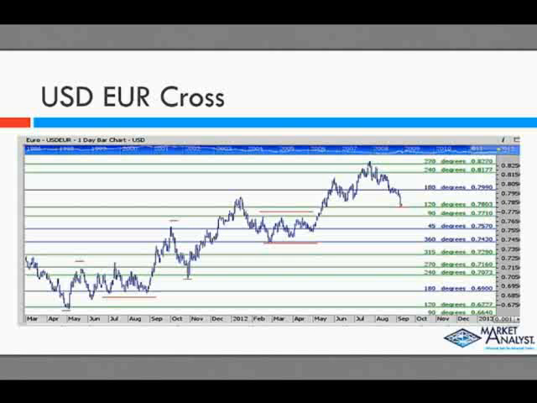I'll just let you examine that chart a little bit more before I change, because there are a lot of turning points on there, and it really does highlight the power of this tool.